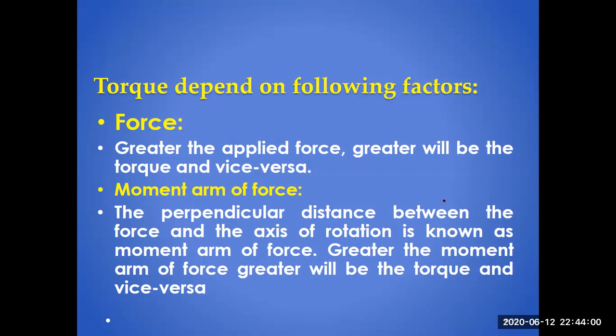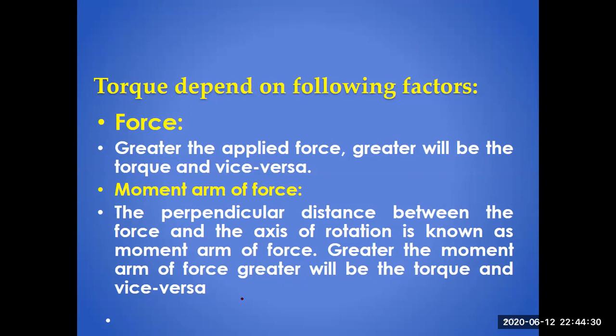If you are unable to rotate or revolve any body inside a circle, and rotation is not easy to produce, then one possibility is that you increase the moment arm. By increasing the moment arm, it will be easier to rotate, easier to open, and easier to tighten the nut and the bolt. So this is one of the most important applications of the moment arm. The greater the moment arm of the force, the greater the torque produced, and vice versa.